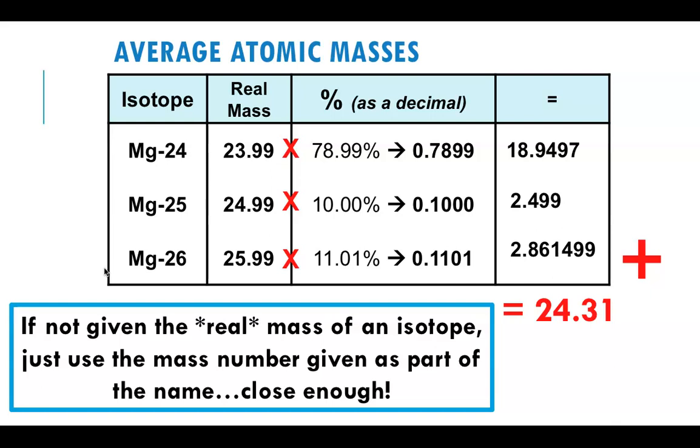Now, usually you are given real masses to work with, but in case you're not, just take the mass number. It's close enough, it works out, it's not going to make your answer incorrect by any stretch of the imagination. Any questions on this calculation?